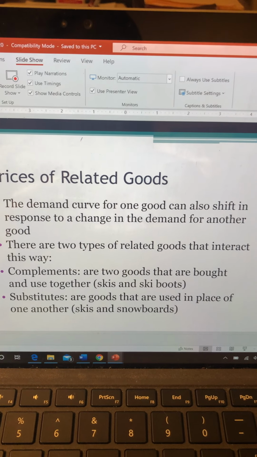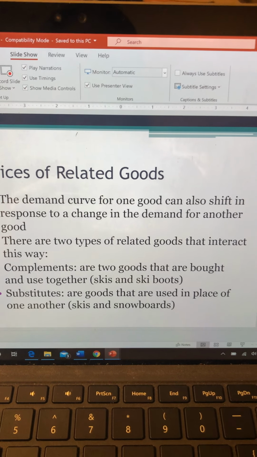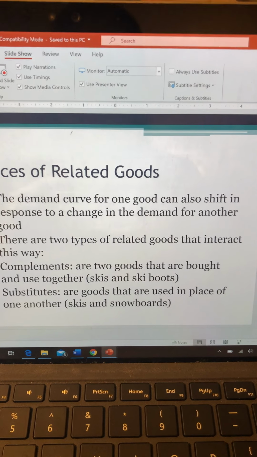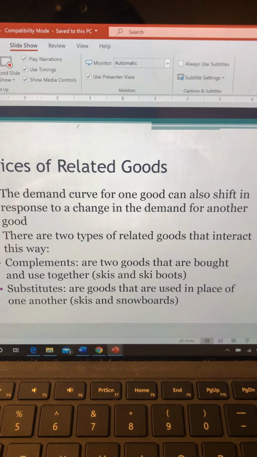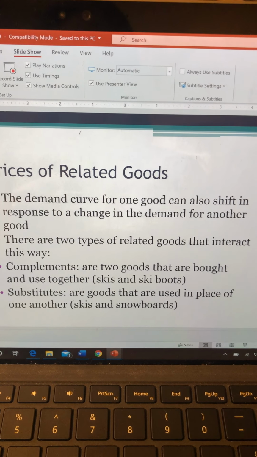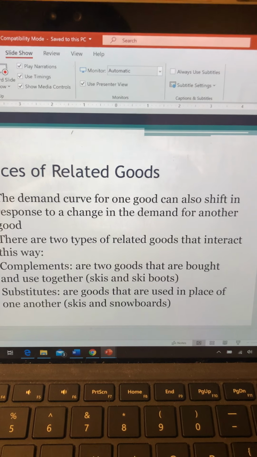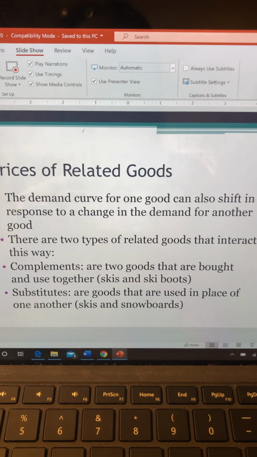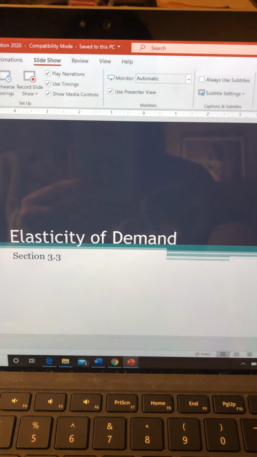Substitutes are goods that are used in place of one another. So if skiing is all the rage this season and we're all buying skis and ski boots, then perhaps we're not buying snowboards, right? Because the trend now is to be a skier, not a snowboarder. That would be considered a substitute product. You can think of it like an iPhone and an Android, right? If I have an iPhone, I'm not buying the Samsung Galaxy. Those would be substitutes. You're just going to choose one item. Okay, I hope that makes sense.